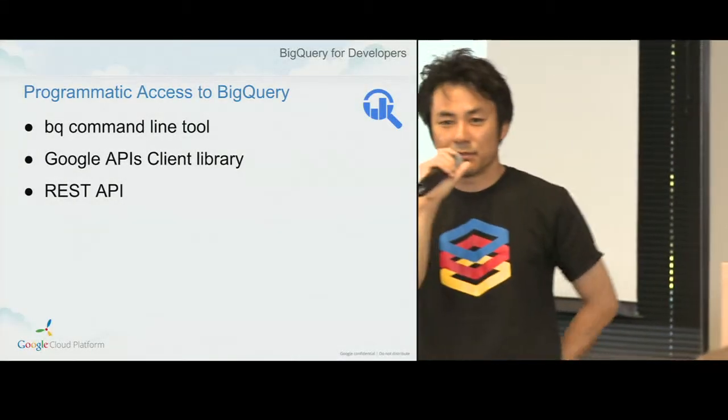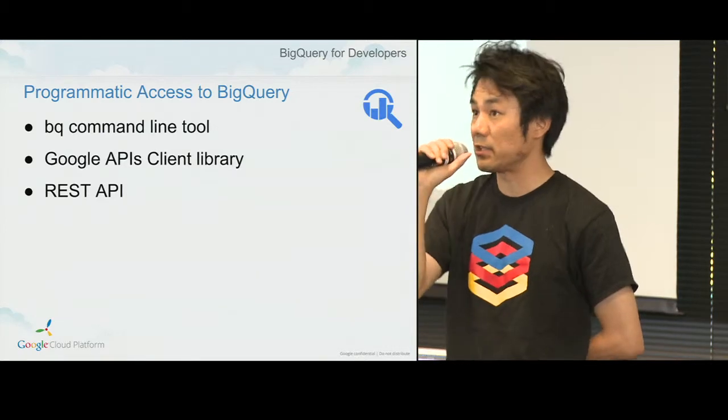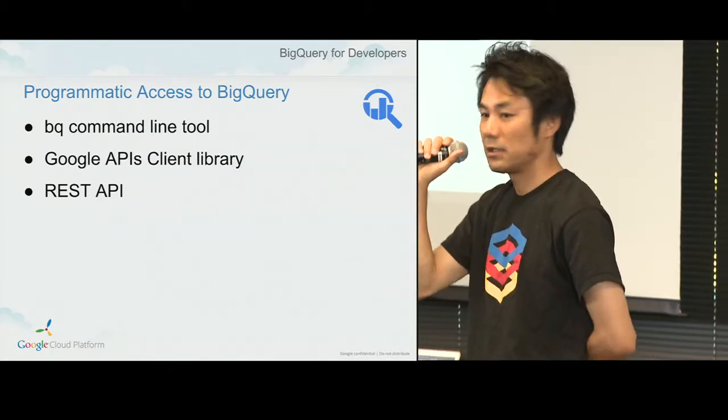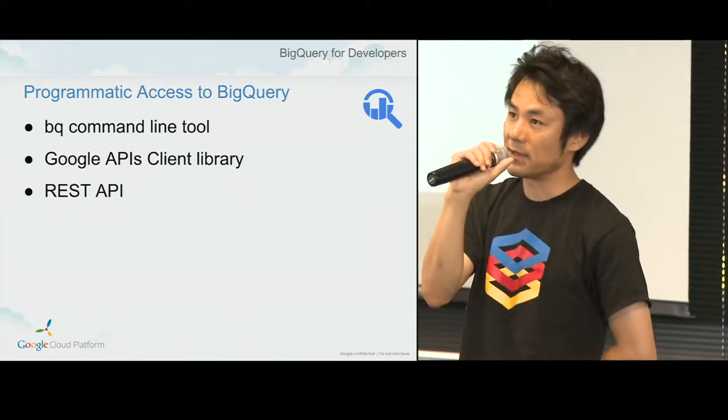Okay, so this is for developer session. And so I'm going to talk about the programmatic access to the BigQuery. So we have three ways to make programmatic access. The first one is a BQ command line tool. I think you're already familiar with that. And Google's API's client library and REST API.